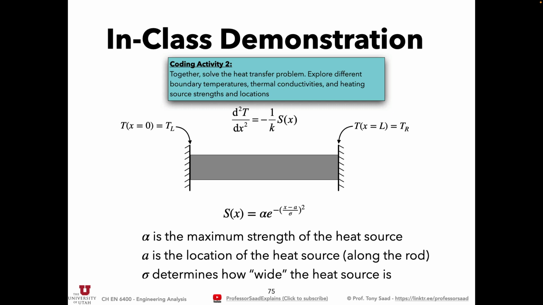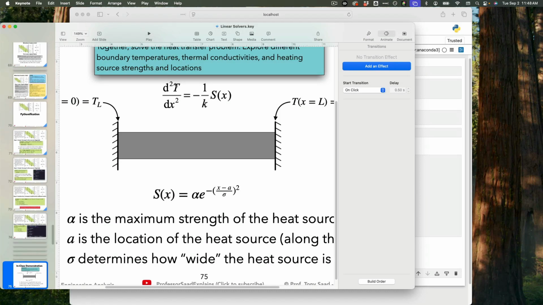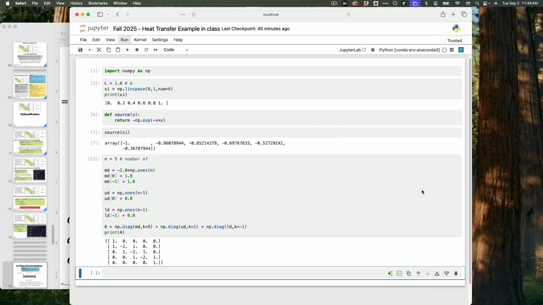We're going to come up with those, whatever we want. And I'm giving you a source term here, alpha e to the minus (x minus a) squared over sigma squared. This is a Gaussian distribution, a heat source located at A. So if I want A to be in the middle, I put it at half. If you want it at 1/3, 2/3, wherever I want the heat source to be. And sigma is the standard deviation. It's how wide is that heating?